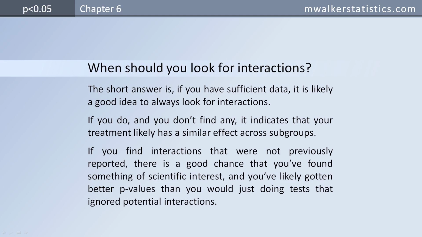When should you look for interactions? The short answer is, if you have sufficient data, it is likely a good idea to always look for interactions. If you do, and you don't find any, it indicates that your treatment likely has a similar effect across subgroups. If you find interactions that were not previously reported, there is a good chance that you found something of scientific interest, and you've likely gotten better p-values than you would just doing tests that ignored potential interactions.